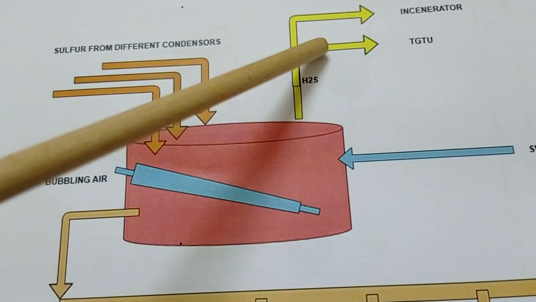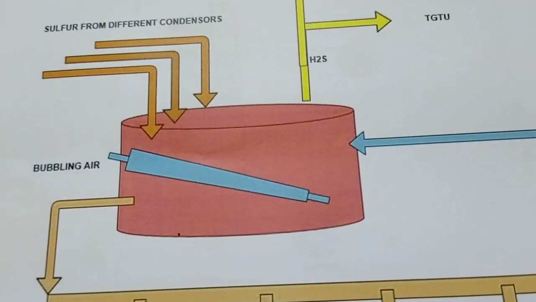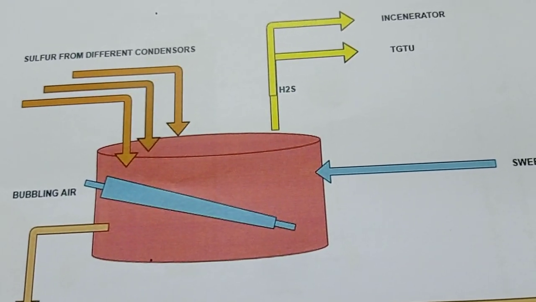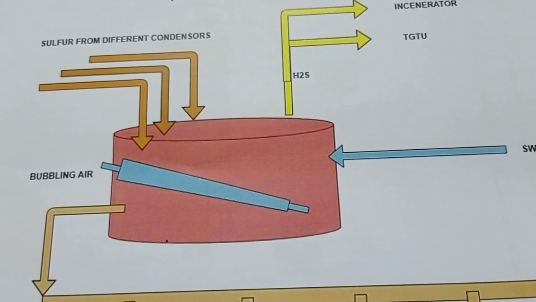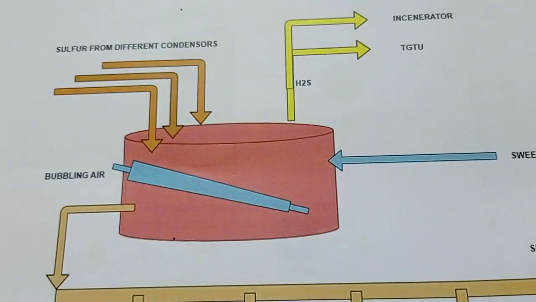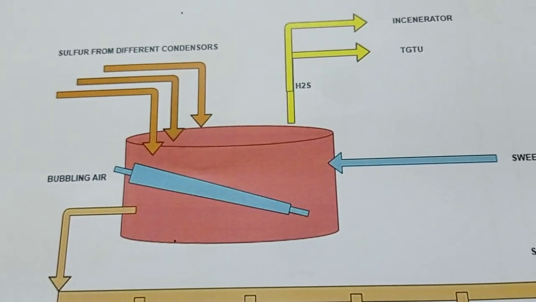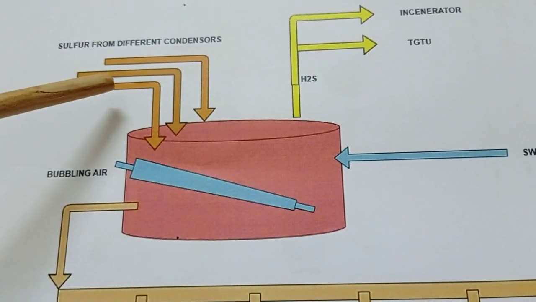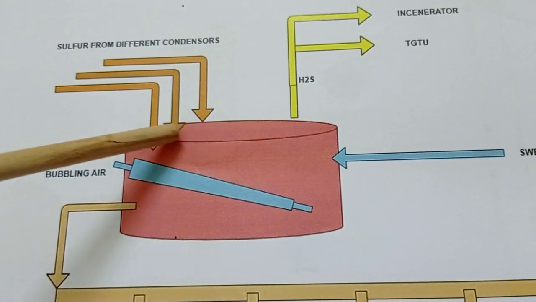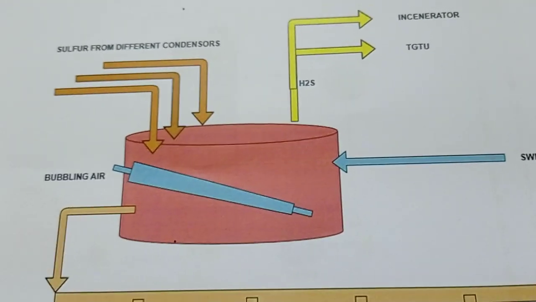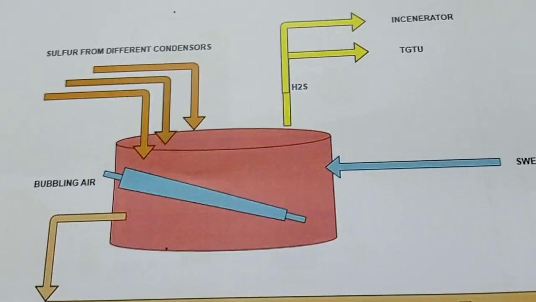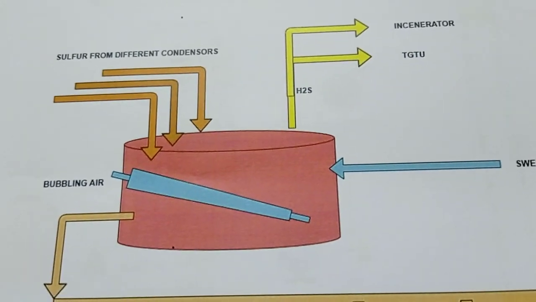There will be one valve. Once we open it, it goes to the TGTU. This line will not be used, but it is given for future provision. For example, if your Claus reactor has some problem, and it's not due to some other problem, more H2S or a larger amount of gases are generated and come via the condenser. At that time you need not shut down the plant for this reason. You can continue until the problems are fixed.